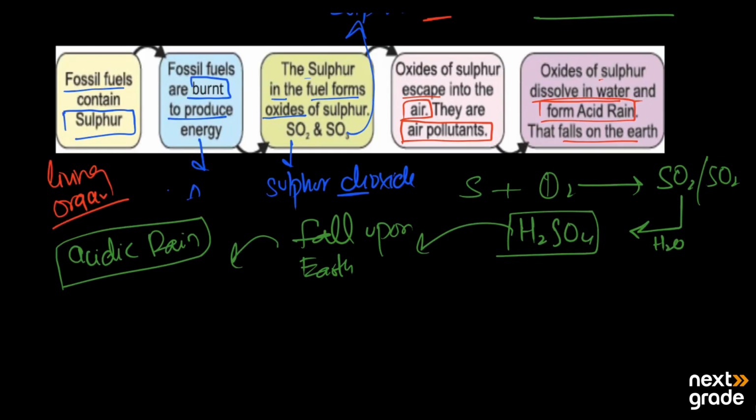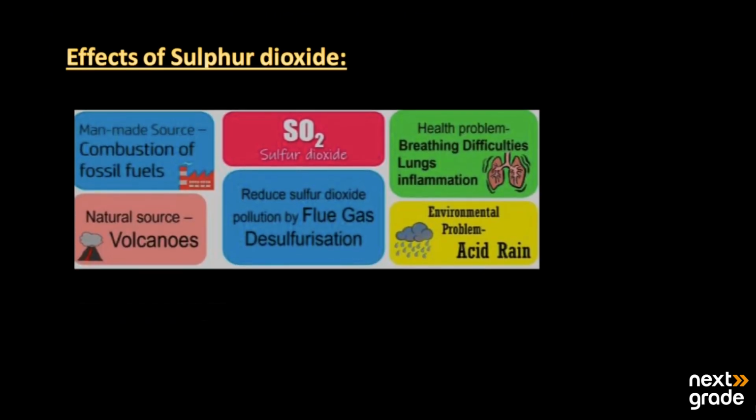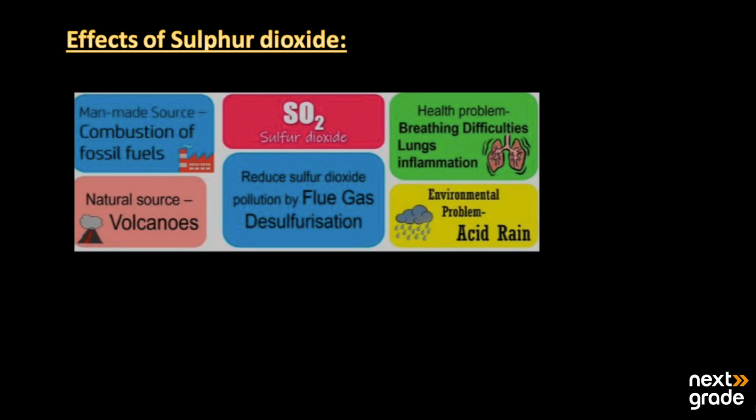After that, we have the effects of sulfur. The first is the effect of sulfur dioxide, whose formula is SO2. It may cause some health problems for human beings. What are these health problems? It may cause breathing difficulties, and it also causes lung inflammation, in which the respiration process may decrease and cause health problems to human beings. On the other hand, it causes an environmental problem. It may fall upon the earth's surface in the form of acid rain.